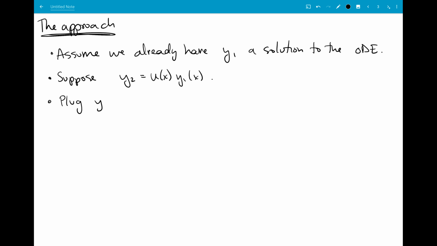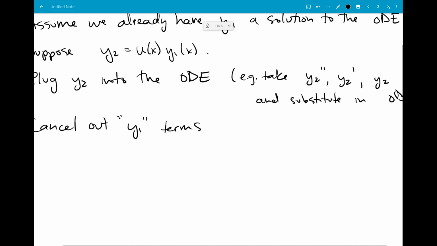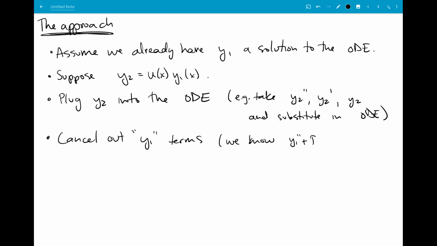And we're going to plug y2 into the ODE. That means we have to take y2 double prime, y2 prime, y2, and substitute in the ODE. We'll cancel out y1 terms. The way we'll be able to do that is because they satisfy the ODE, so they'll just drop out. So y1 double prime plus p y1 prime plus q y1 is going to be equal to 0, and we'll identify that quantity and then pull it out of the equation.